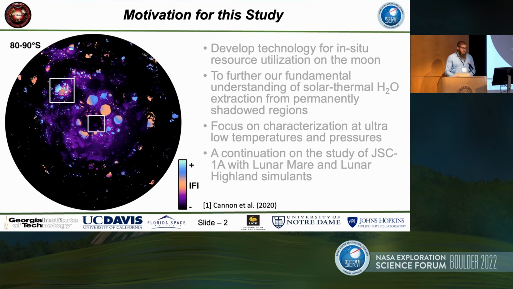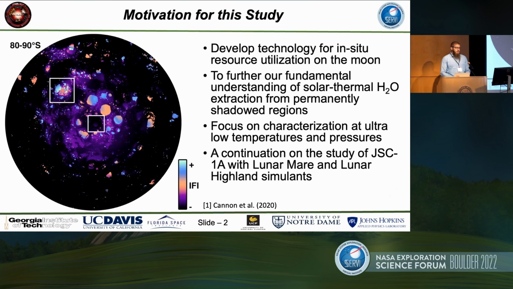The motivation for the study is we wanted to further develop technology for in-situ resource utilization on the moon, which is valuable if we ever want to establish permanent research stations or lunar ports. We also want to further our understanding of solar thermal water transport and extraction from permanently shadowed regions, with a focus on characterization at ultra-low temperatures and pressures. This is also a continuation of the study of JSC-1A, with the Lunar Mare and Lunar Highland simulants provided by XLF Labs.